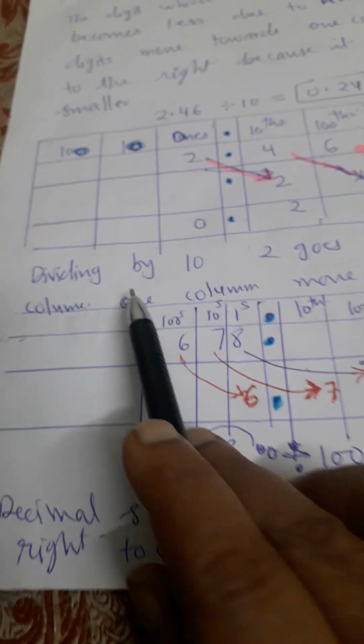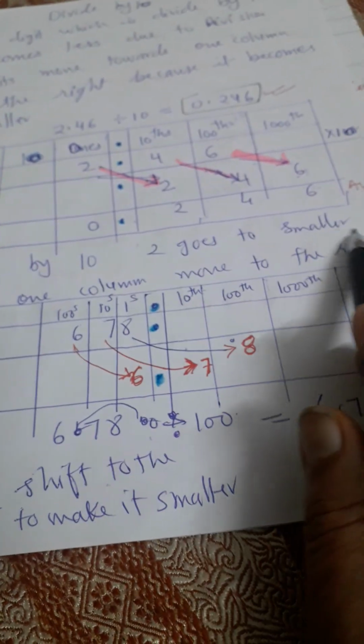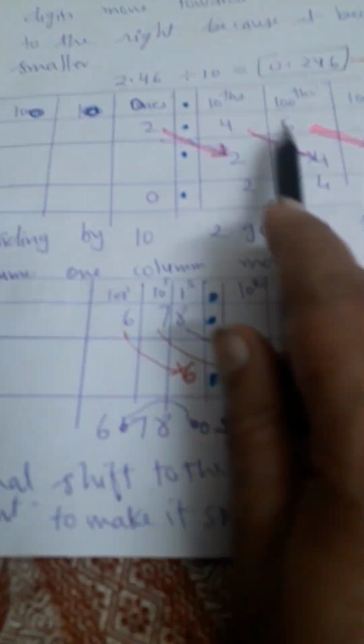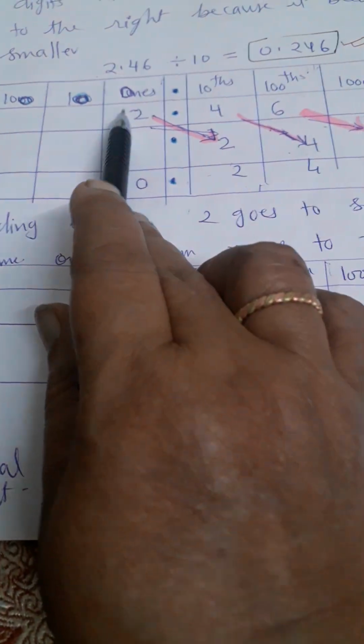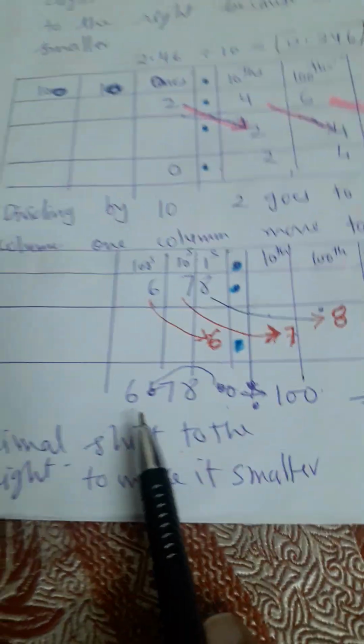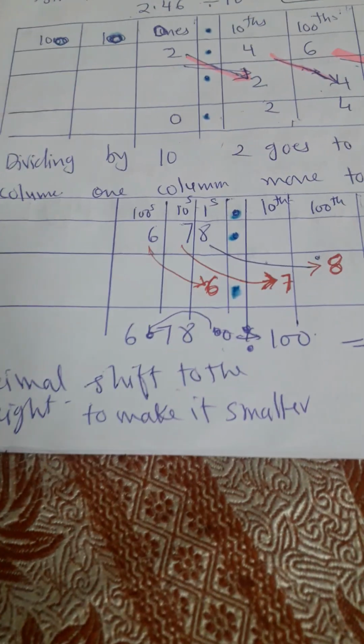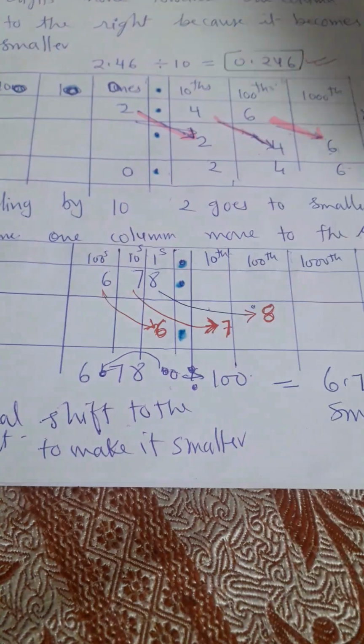Okay, and so dividing by 10, the digits go to a smaller column. 10th is a smaller column, it is going to a smaller column. Now here, 678, we have discussed a lot about it.